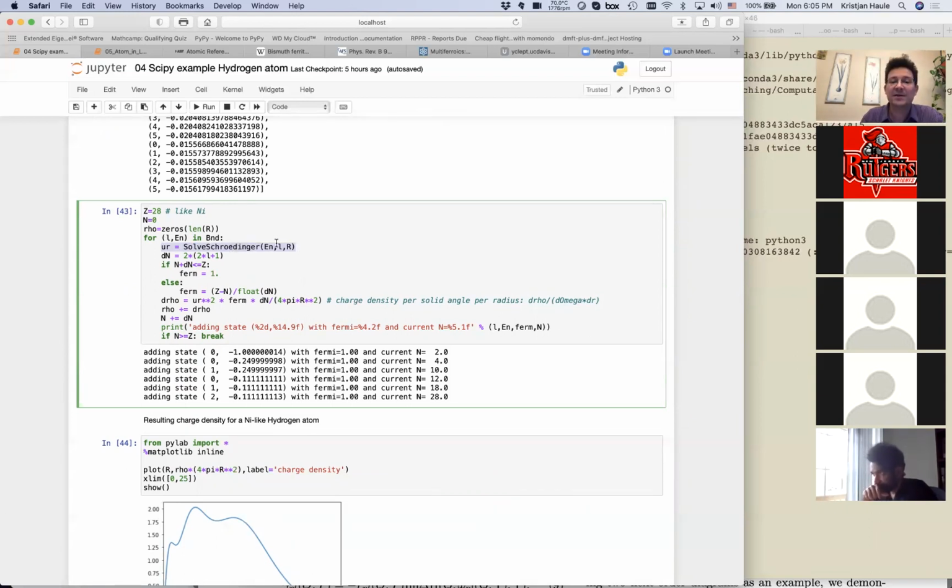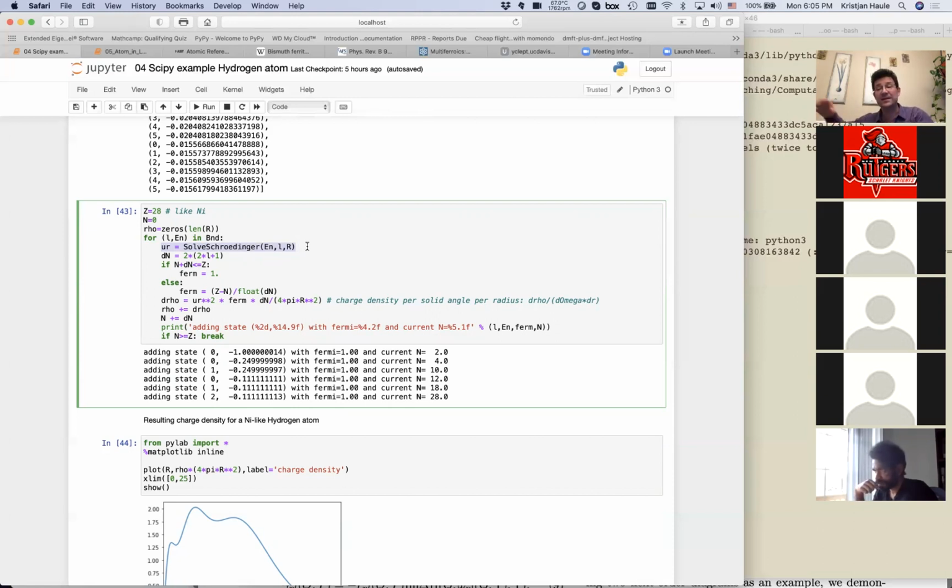Because we calculated the energy with the same method with which we calculate the function. Okay, so this will give us now the entire bound state, the R dependence of the bound state.